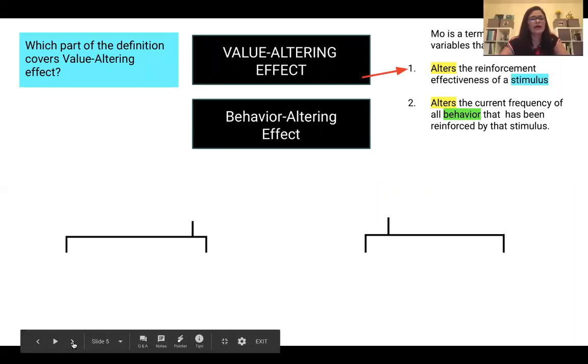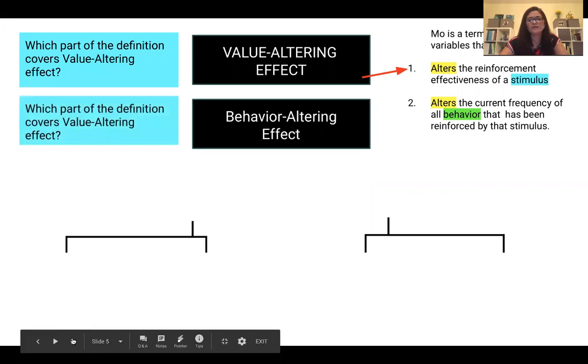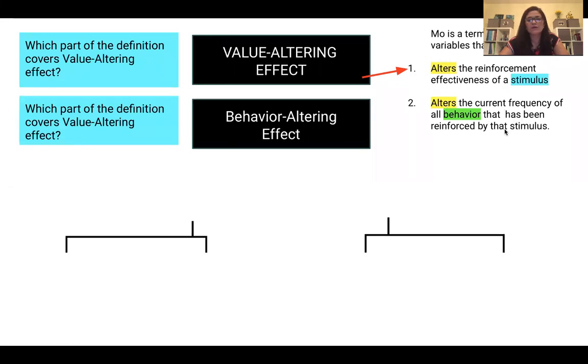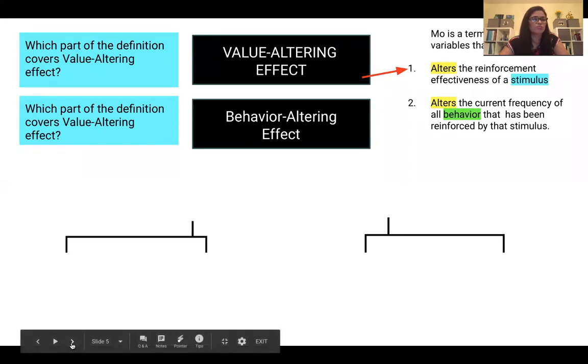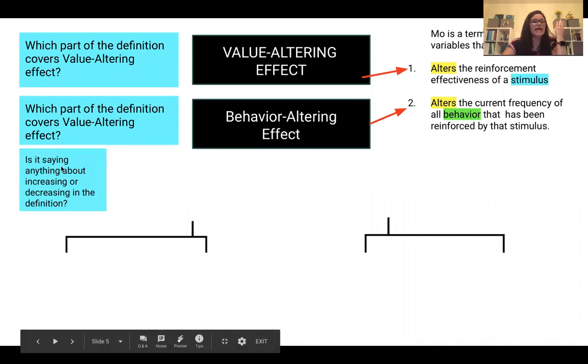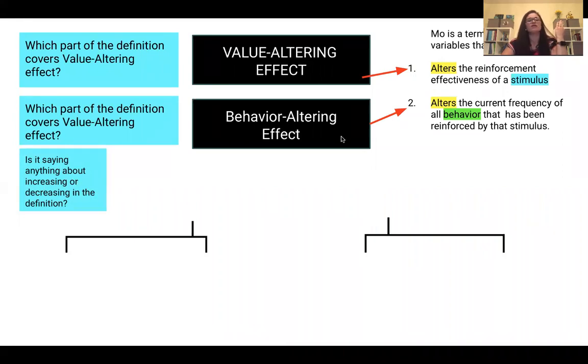Okay, and the other one, I think it's going to be easy for you guys because it's already there. Which part of the definition covers behavior altering effect? I just want somebody to say it, just to participate a little bit. Is it alters the current frequency of all behavior that has been reinforced by that stimulus? Yes or no? Yes. You got it. Okay, why am I repeating the same thing here? Because what I want you to realize is, is it saying anything about increasing or decreasing in the definition, guys?